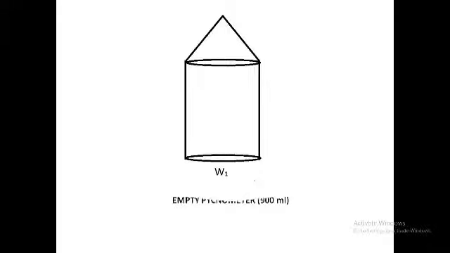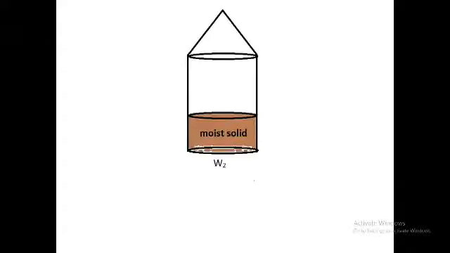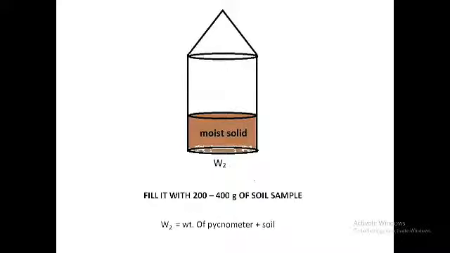Take an empty pycnometer and weigh it. Usually the pycnometers that we have in laboratory have a volume of 900 ml. Now fill it with the moist soil sample, about 200 to 400 grams of the soil sample, and weigh it. Note here that W2 is the weight of the pycnometer plus the soil.